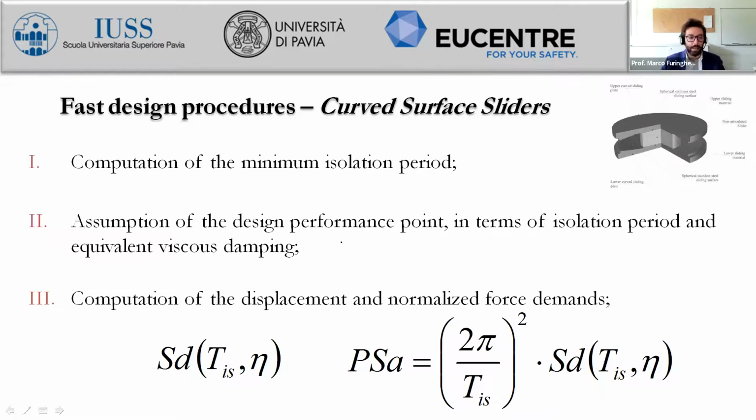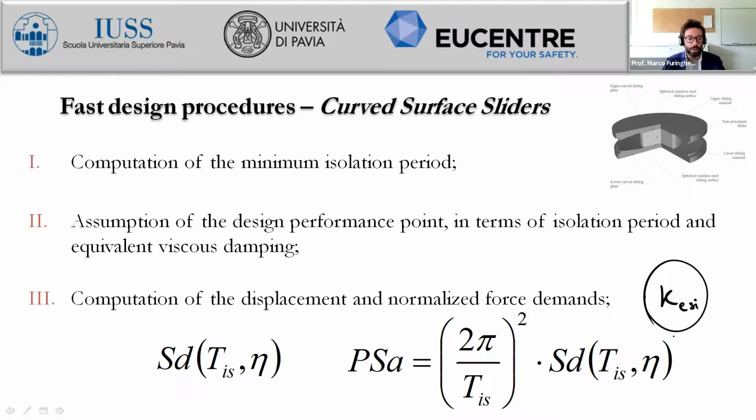Again, we have the three initial steps: minimum isolation period, assumption of the performance point, and the computation of displacement and normalized force demands. But generally, we know the third step is the computation of global characteristics of the isolation system. This means that we need here also the K equivalent isolation, always according to the expression of the self period of a single degree of freedom oscillator.